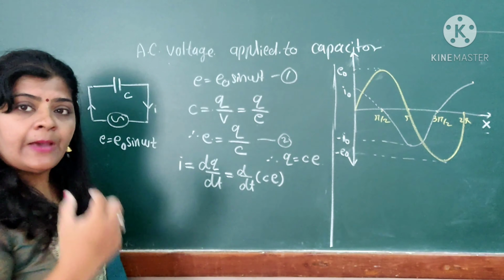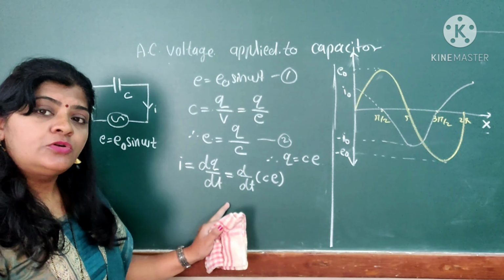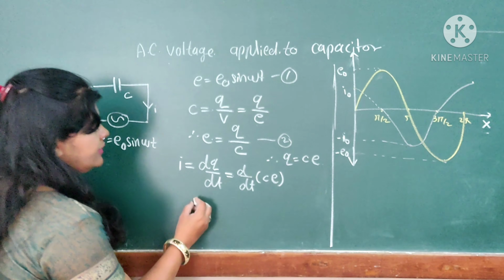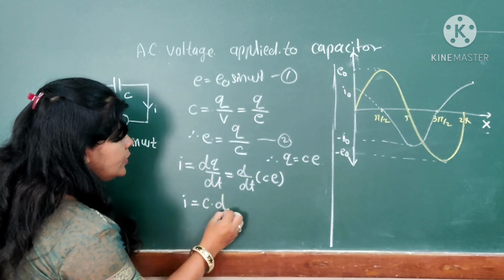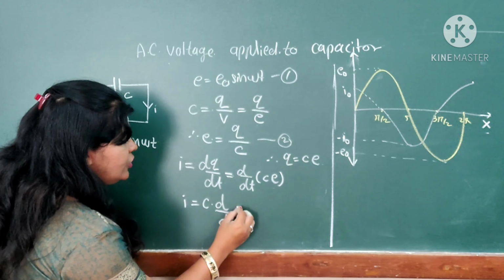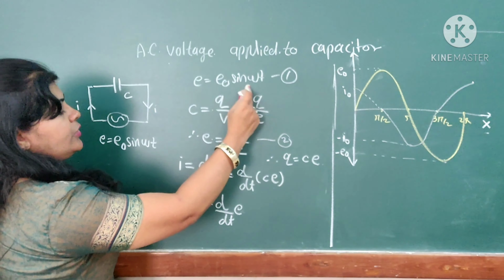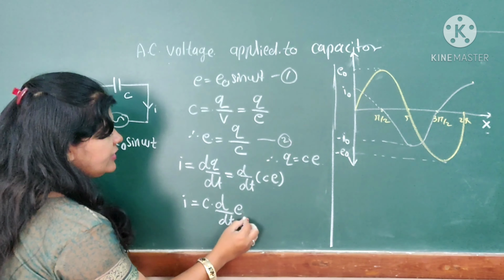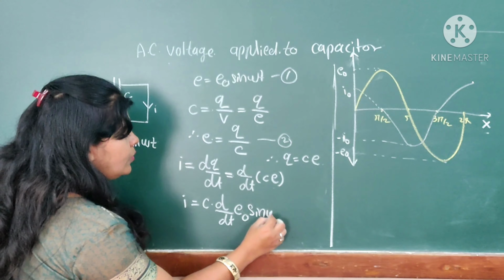Directly substitute here I is equal to d by dt of C into E. Now C is the capacitance, which is a constant value, taken outside of the derivative. That is C into d by dt of only the E value. What is that E value? E is equal to E naught sine omega t.